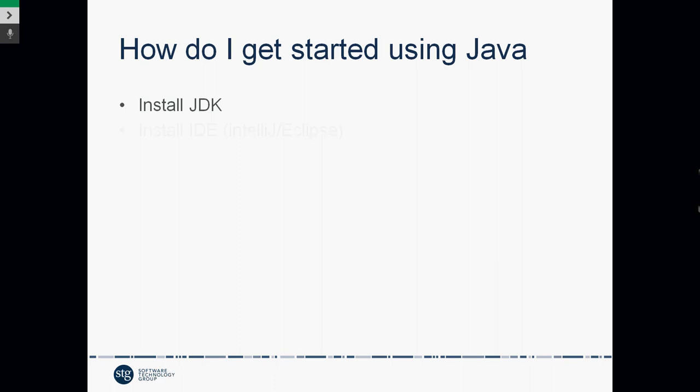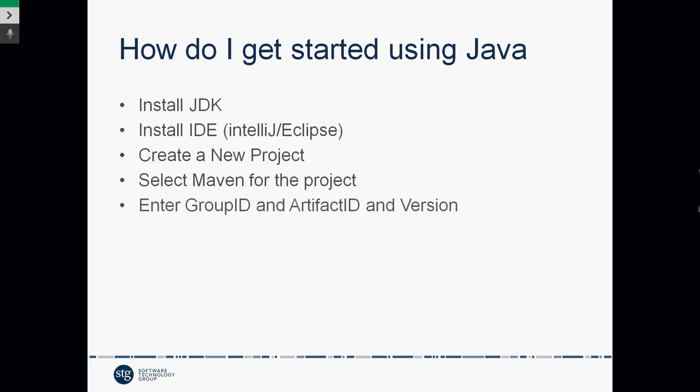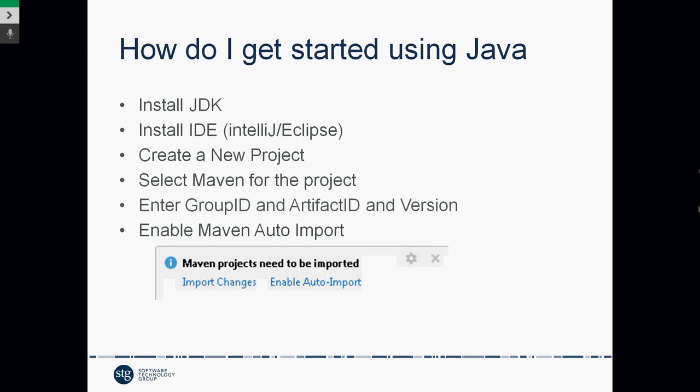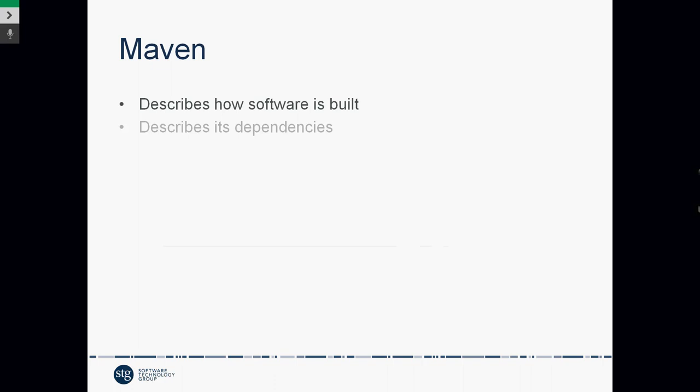So how do you get started in Java? Install the SDK. Pick your favorite IDE, create a new project. Select Maven for the project. Give it a group ID and artifact and version. Enable the auto imports. Once you enable auto imports, whatever you add to your package dependencies will automatically update for you. So Maven describes how the software is built, and describes its dependencies.